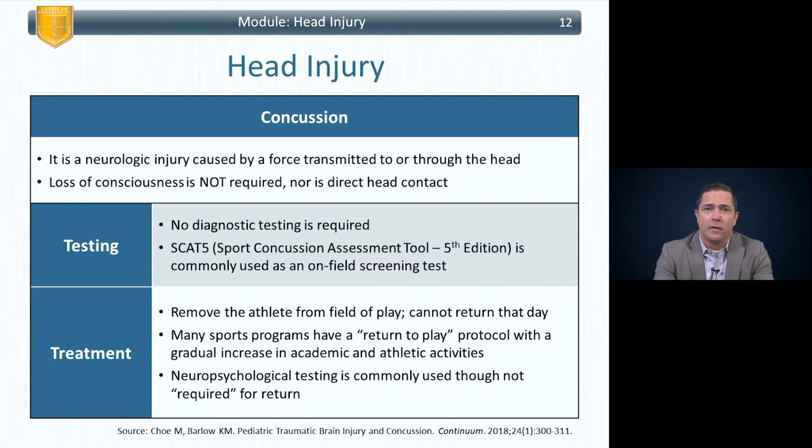In terms of treatment, the number one recommendation right now is to remove the athlete from the field of play, and they cannot return that day. Many sports programs have a return to play protocol with a gradual increase in academic and athletic activities, typically allowing athletes to return to play within the course of several weeks. Neuropsychological testing is commonly used, but it's not required for return. That would depend on the school rules or the league rules in terms of how an athlete's allowed to progress. The main take-home point for concussion: you do not have to lose consciousness to be diagnosed with a concussion, and get athletes off the field that day if you suspect a concussion.